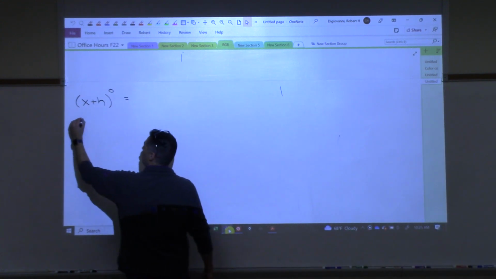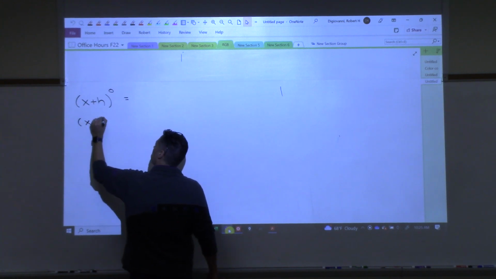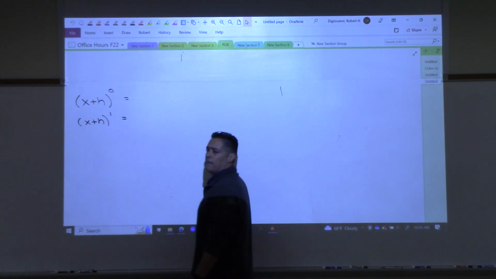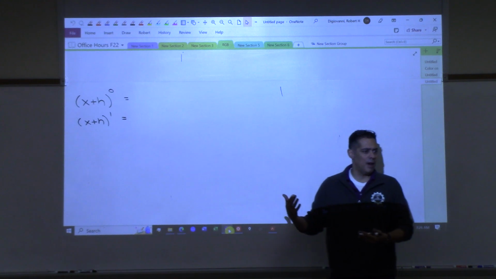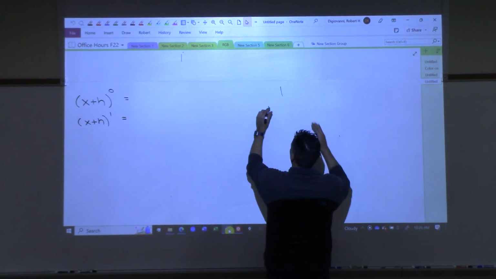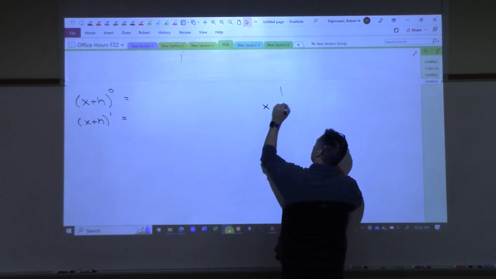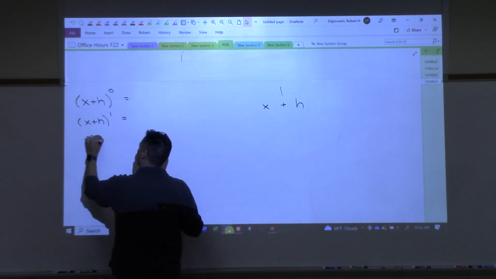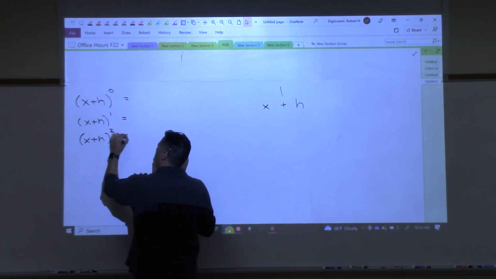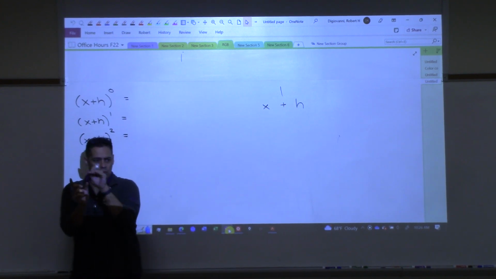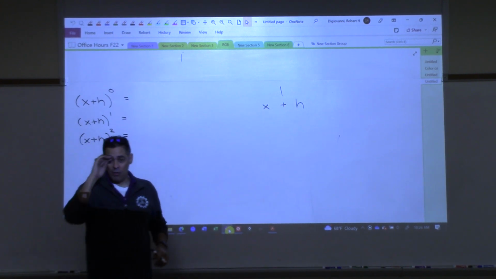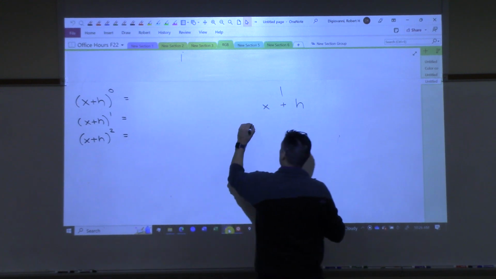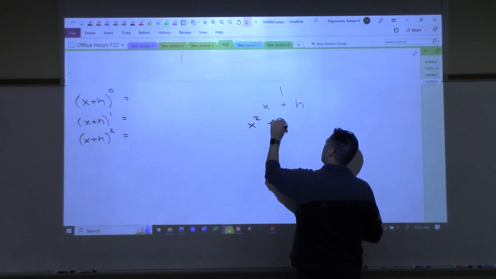Okay, what is x plus h to the 1st power? Well, just itself, right? x plus h. So I'm going to center it here and write x plus h here. Now what's x plus h squared? Well, that one you would have to FOIL, and collect like terms. I'm not going to show the work, I'm just going to tell you what it is. I'm sure that all of you could do this.